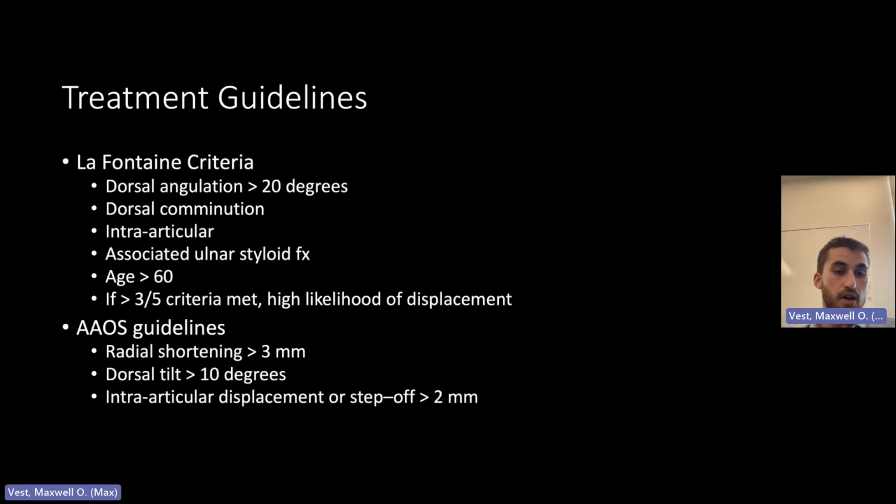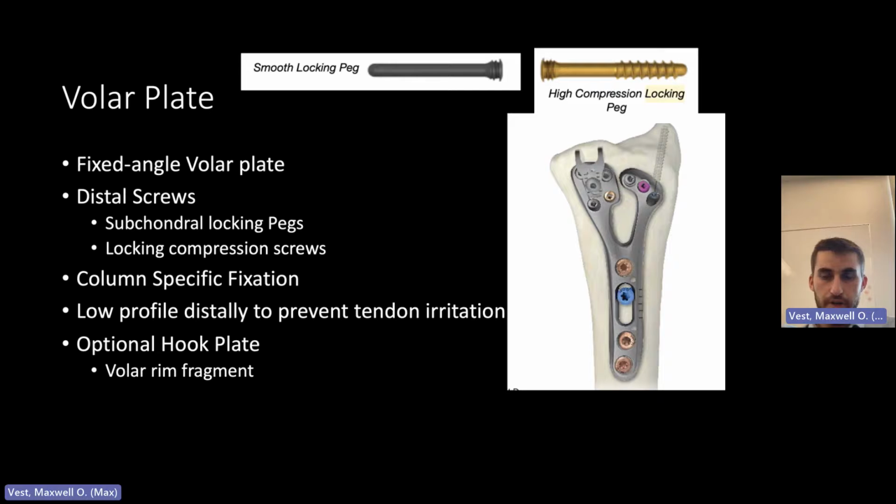And then there's the AAOS guidelines, which advocate operative treatment with radial shortening greater than 3 millimeters, dorsal tilt greater than 10 degrees, and intra-articular displacement or step off greater than 2 millimeters. I'm going to focus the rest of this talk on volar plate fixation, which is one of the more common ways we treat these fractures.